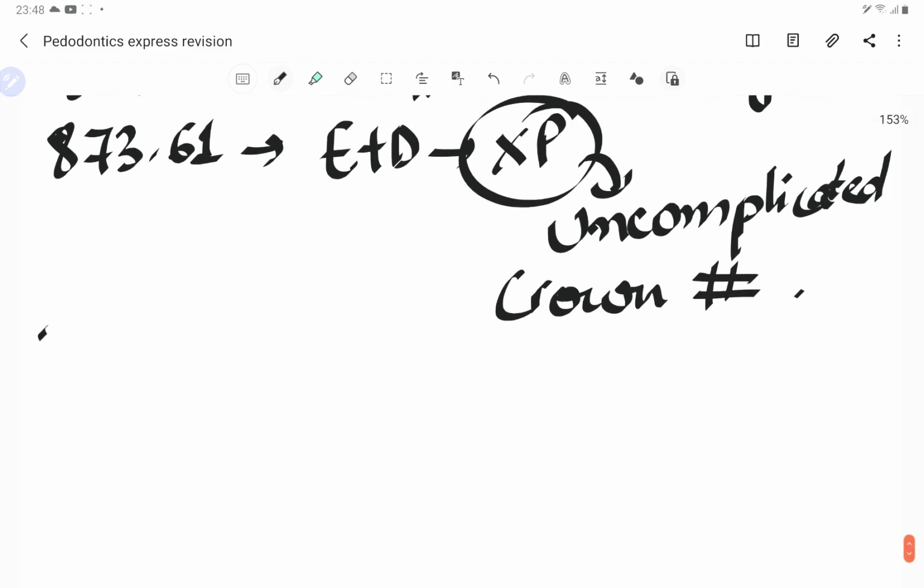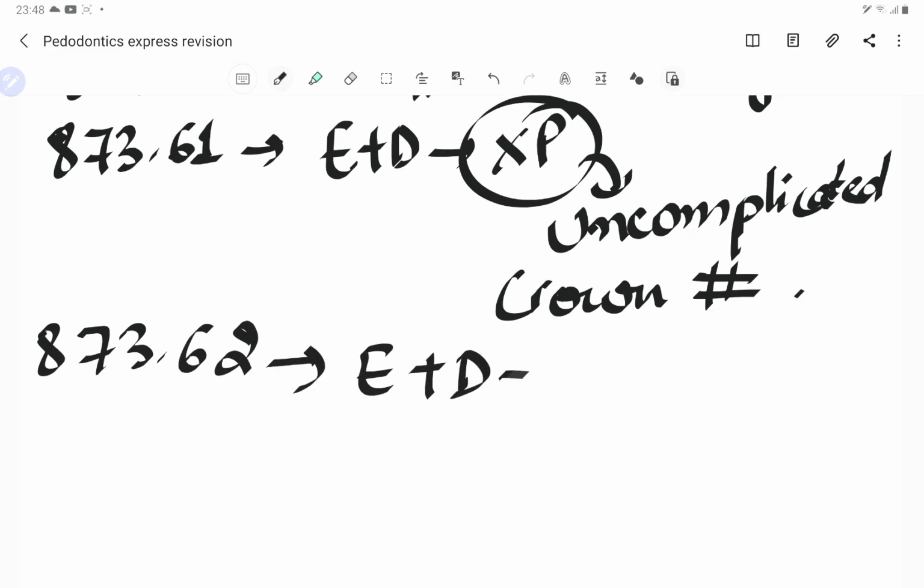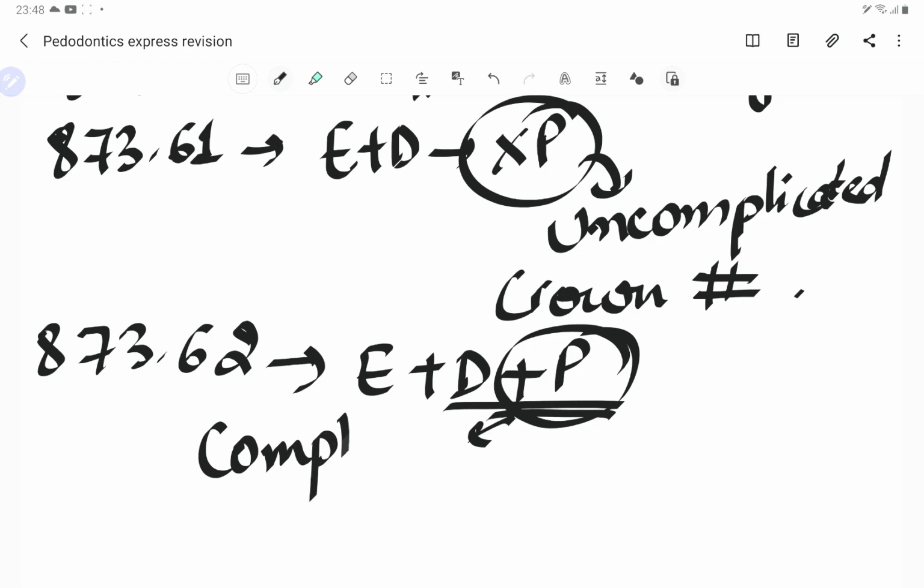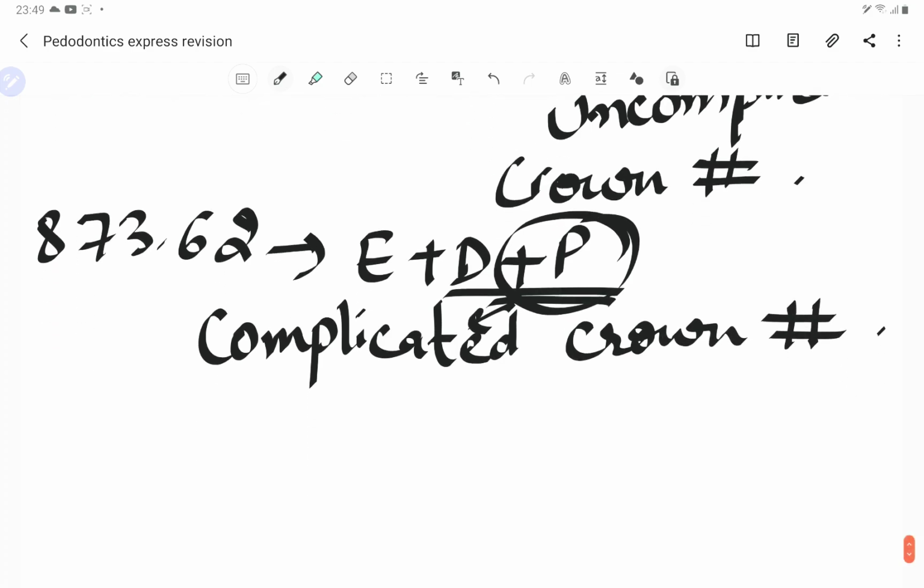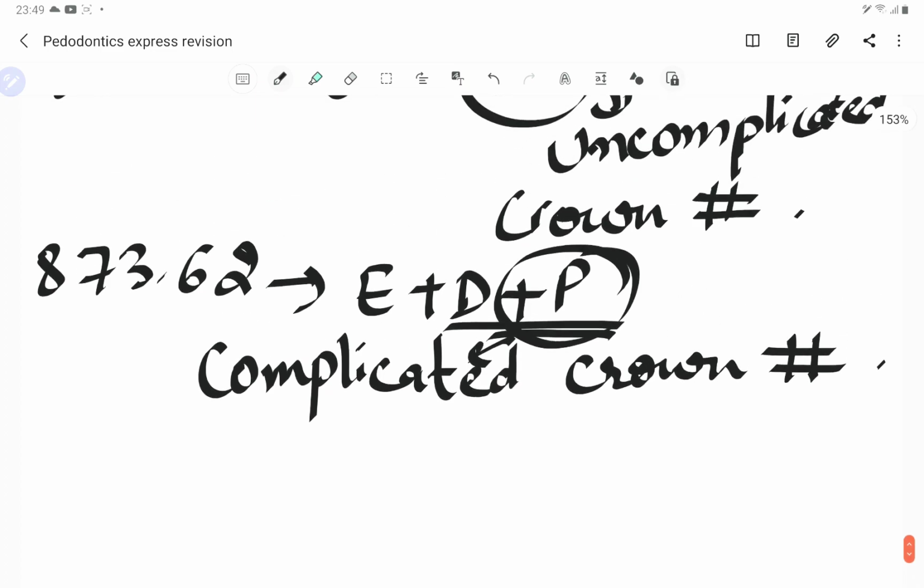Then we have 873.62. So 62 will be enamel plus dentine plus pulp. Now here there is involvement of the pulp, you can see. So this is known as the complicated. So it is the complicated crown fracture. Very easy, right? So when it is exposing the pulp. Then guys, this was about the crown fracture.